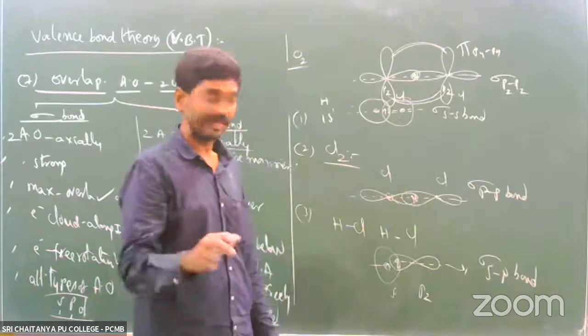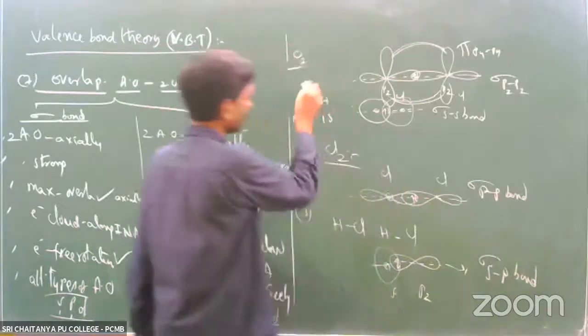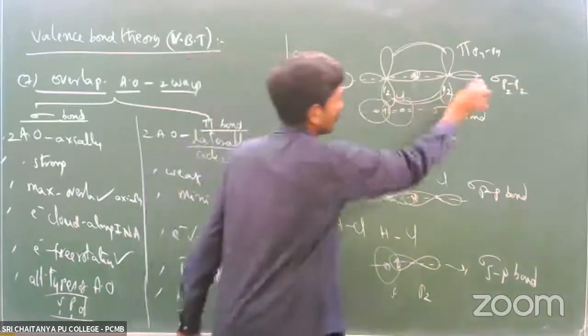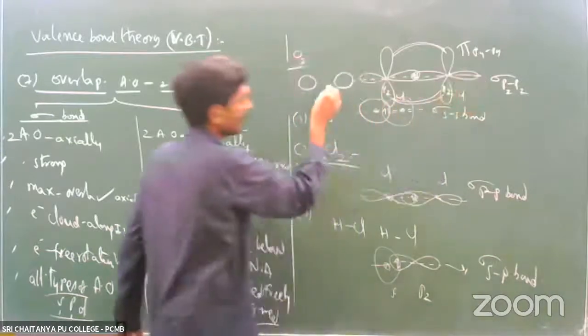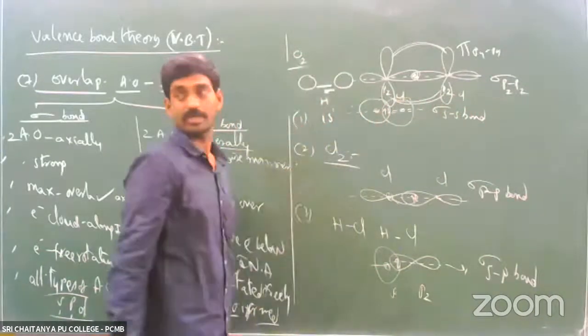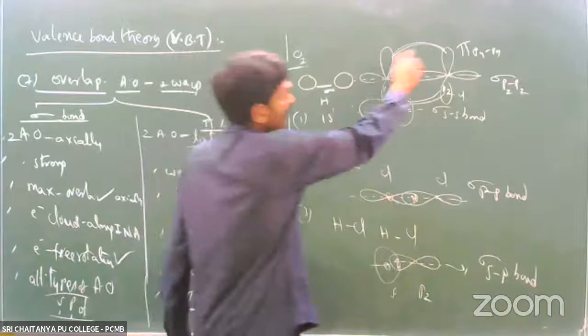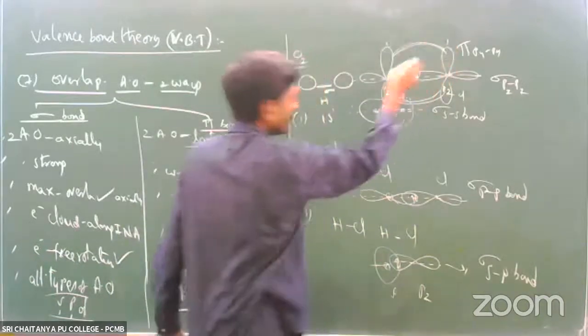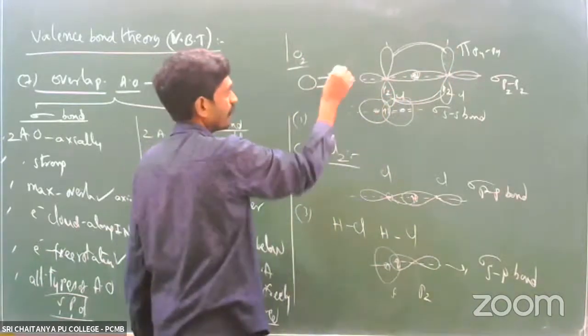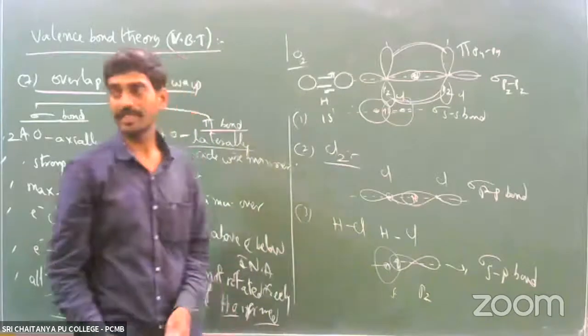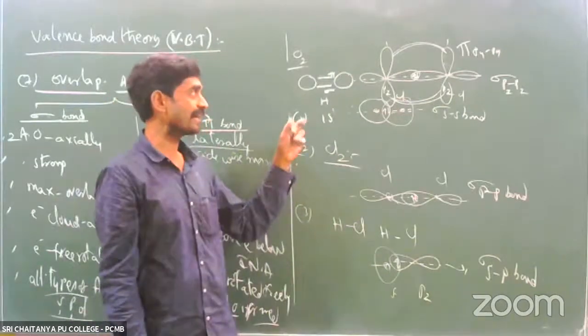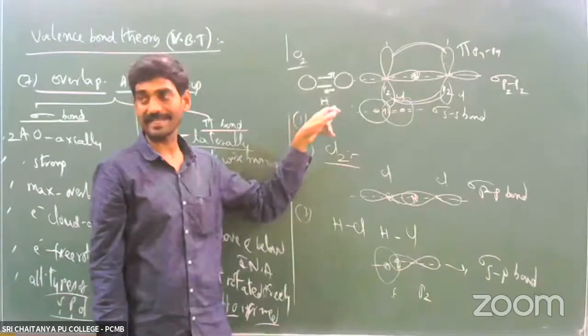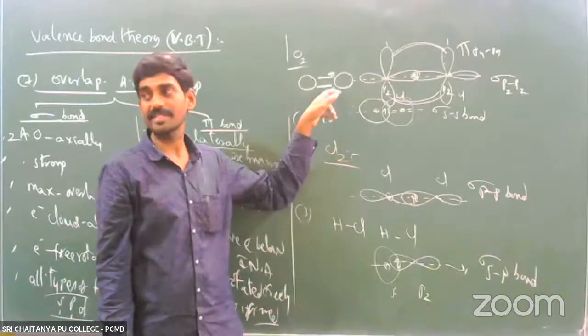That means in the O2 molecule, the overlapping of these two forms a sigma bond between the two oxygen atoms, and the lateral overlapping of the py orbitals forms a pi bond. So in the O2 molecule, two covalent bonds are present between the two oxygen atoms: one is a sigma bond, another is a pi bond.